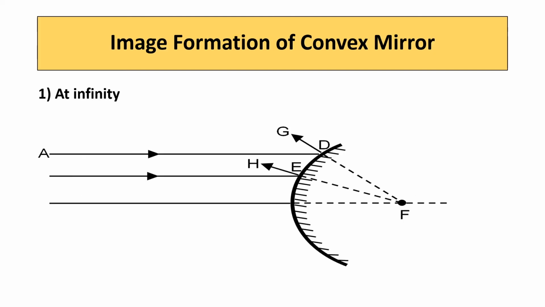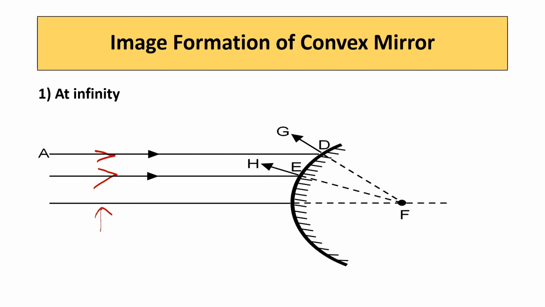Now let us study the image formation of convex mirror. As you know, convex mirror is a diverging mirror. In concave mirror, we learned 6 positions for the object. But for convex mirror, you have only 2 positions for the object. The first one is the object at infinity. When the object is at infinity, the incident rays are parallel to the principal axis.